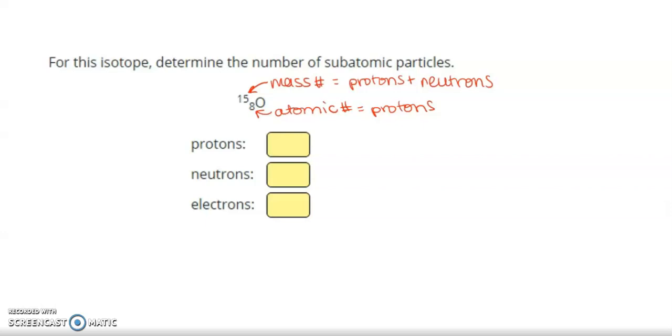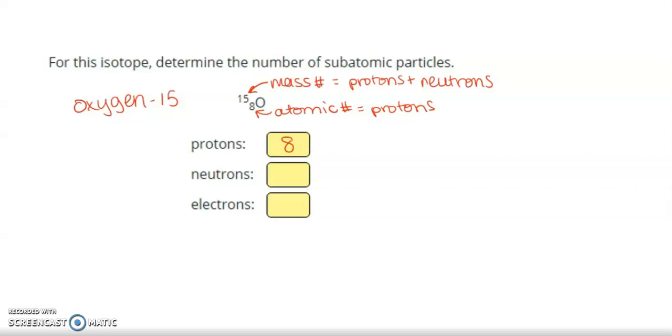And just FYI, you might see this written a slightly different way sometimes. Another way to write this isotope is oxygen-15 with the mass number at the end. All right, so protons, that one's easy. That's just the number at the bottom. So for oxygen, that number is 8, and it's always going to be 8 for oxygen.